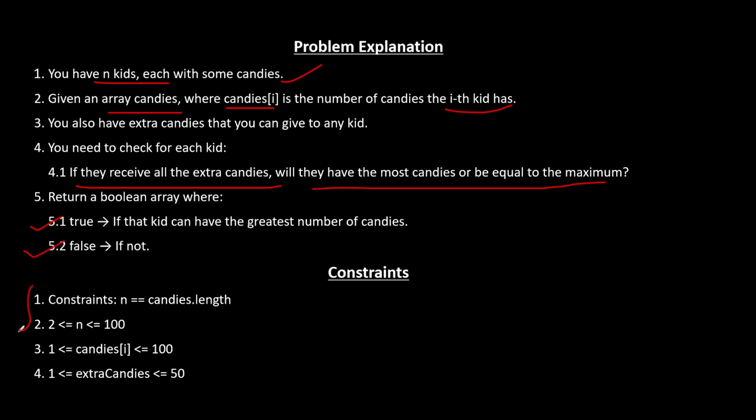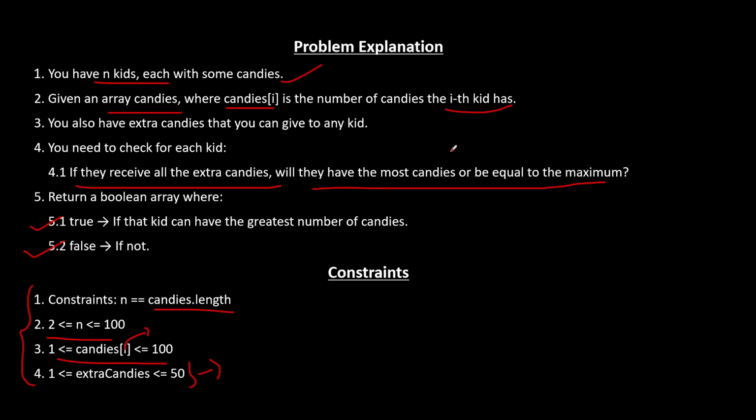So the constraints of the problem are: n is the length of candies, and n could be from 2 to 100, and candies[i], basically the values for each index, would be from 1 to 100, and the extra candies, which would be an integer, would range from 1 to 50.